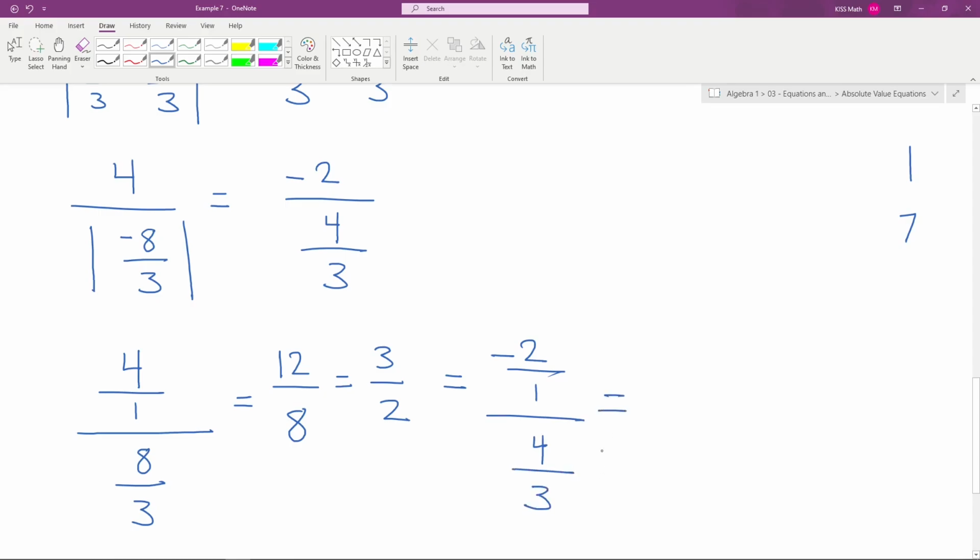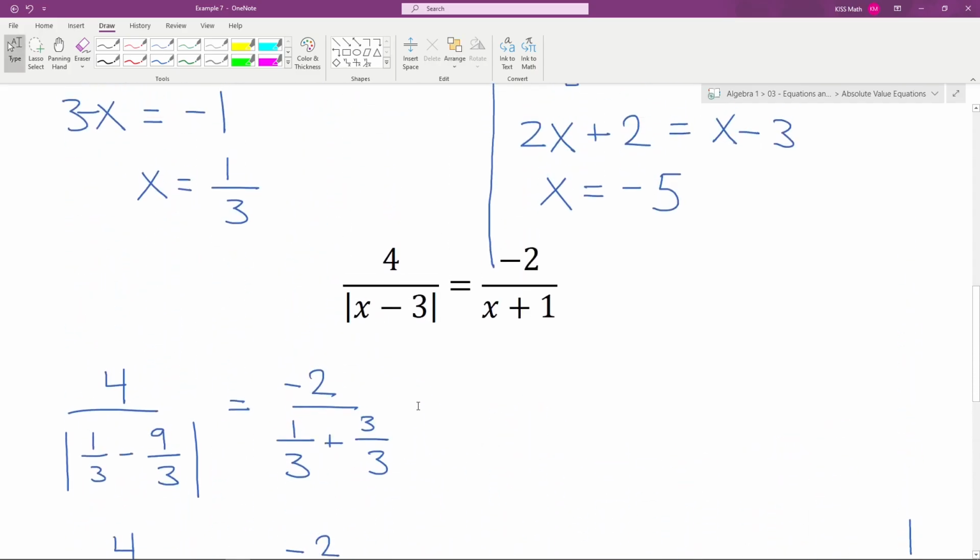And let's see. So I have negative 2 times 3 is 6 on the top, negative, and then a 4 on the bottom. If I reduce that, divide both top and bottom by 2, I get negative 3 over 2. So I have a negative 3 halves and a positive 3 halves. So this answer does not work, actually. So yeah, this is not a solution.